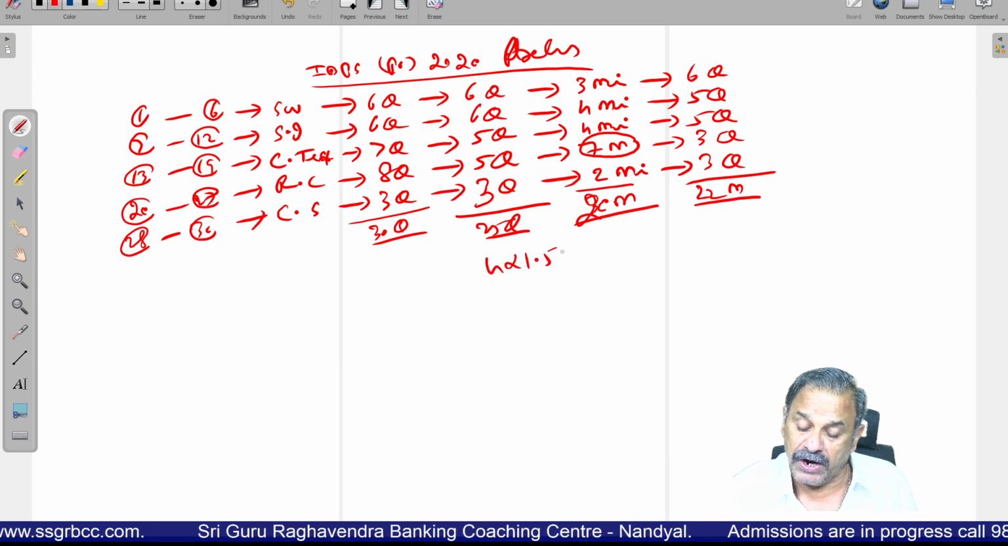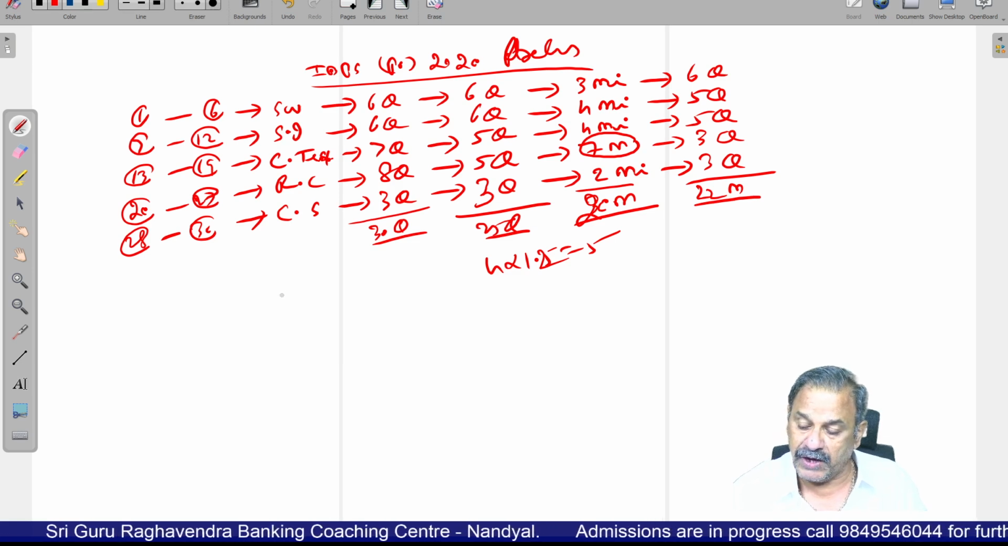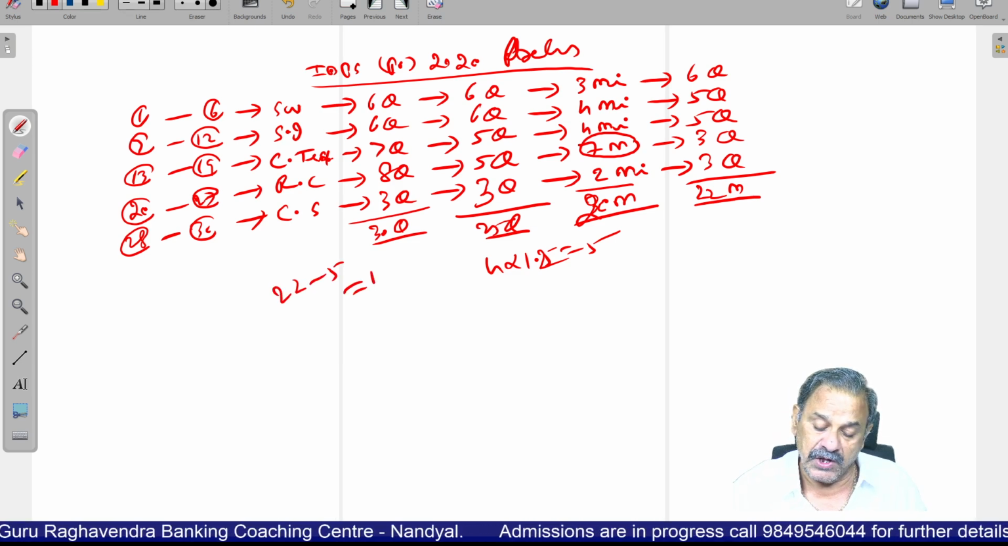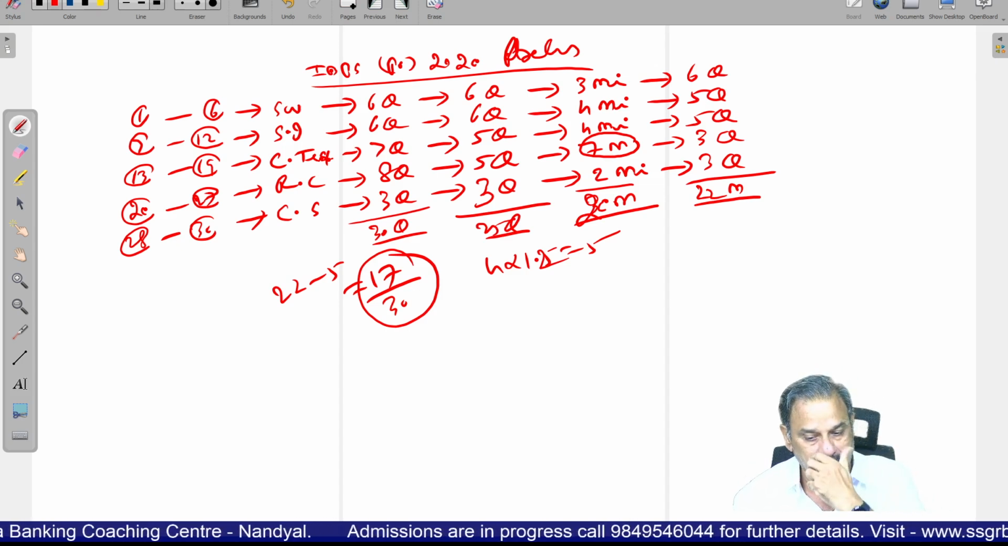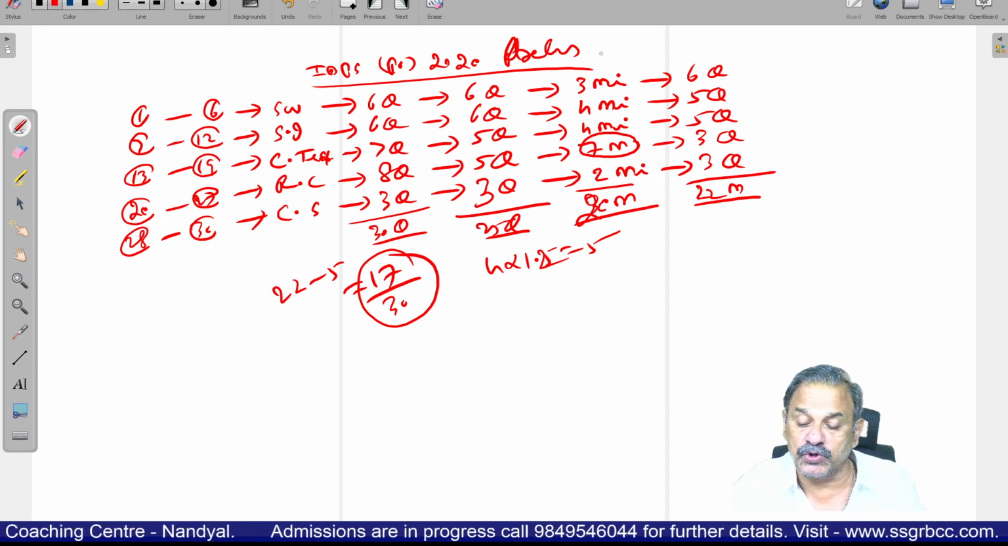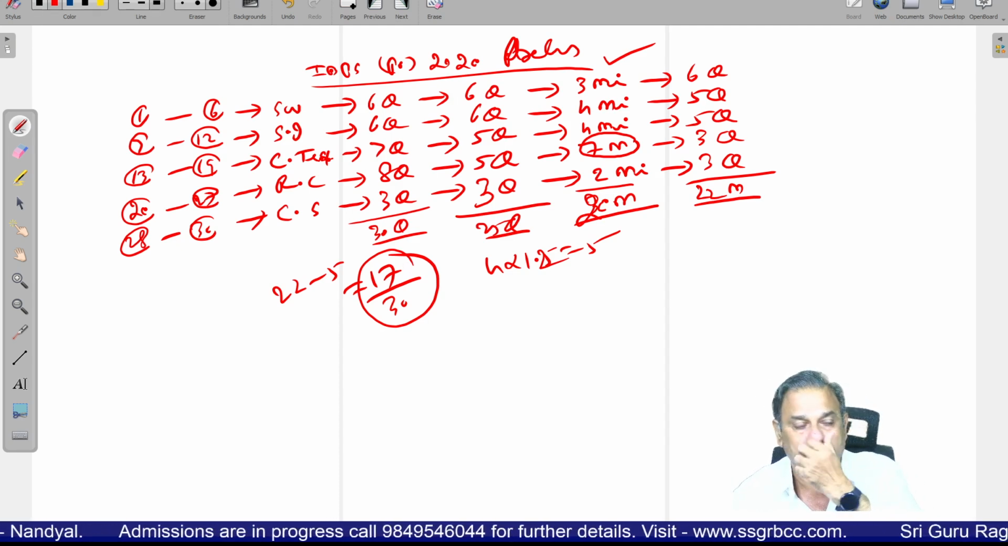4 into 1.25, so you are going to lose 5. 22 minus 5: at least 17 out of 30 you have to get. This is the paper of IBPS PO 2020 prelims. Minimum marks 17 you have to get.